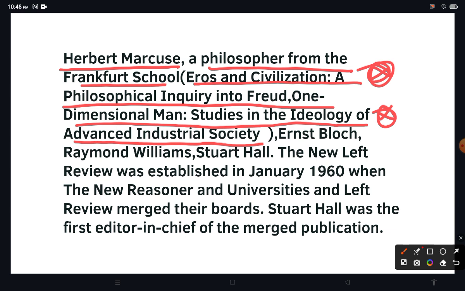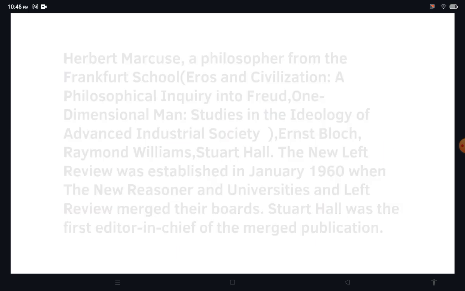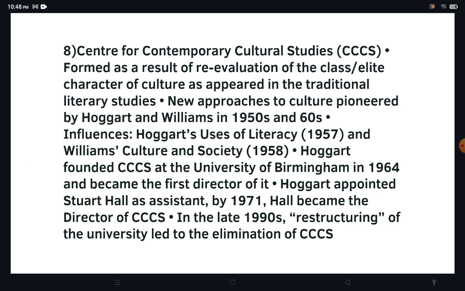The members of this group are Ernst Bloch, Raymond Williams, and Stuart Hall. The New Left Review was established in January 1960, when the New Reasoner and Universities and Left Review merged their boards. Stuart Hall was the first editor-in-chief of the merged publication. So the New Left Review was established in the 1960s. These two schools have importance in the development of cultural studies.